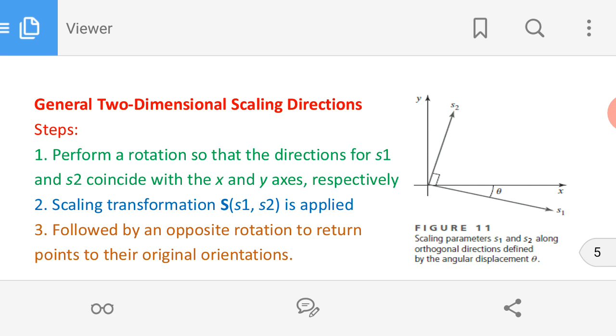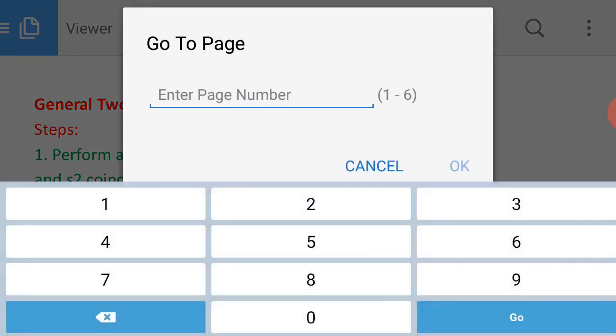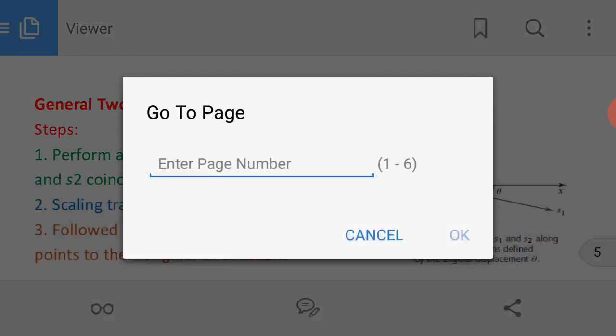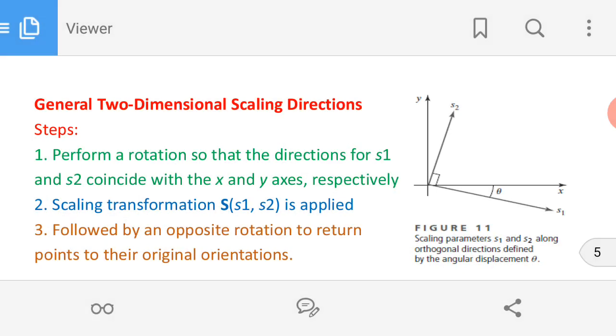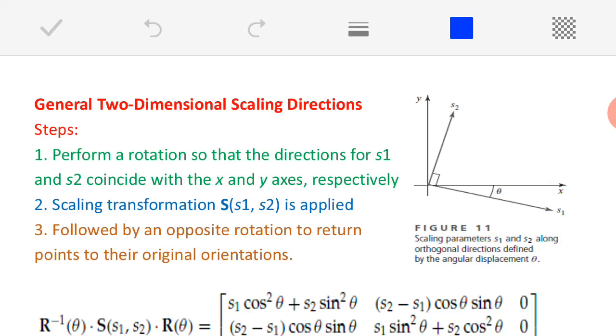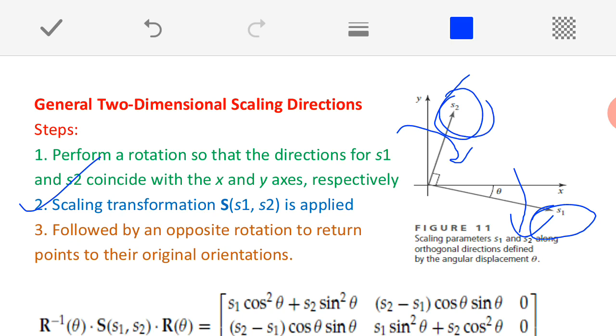Okay. So, in the third step what I am going to do here, okay. So, once again after scaling is done, I have to perform the inverse rotation, so that my S1 will come back to this position and S2 will come back to what, this position. Like that I have to perform the inverse rotation.